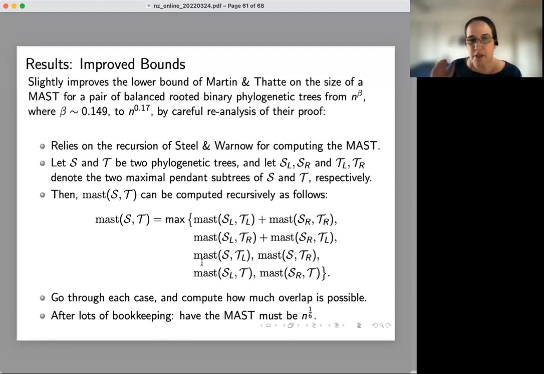When you're actually working out the recursion for these bounds, you have to think about what happens for each one of these and work through equation after equation. After lots and lots of bookkeeping, the original bound of 1/7 could be improved very slightly, so 1/7 could go to 1/6. That was our improved bound.